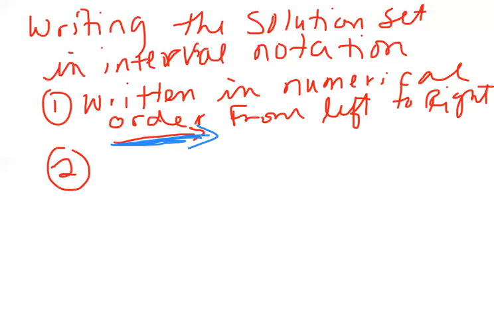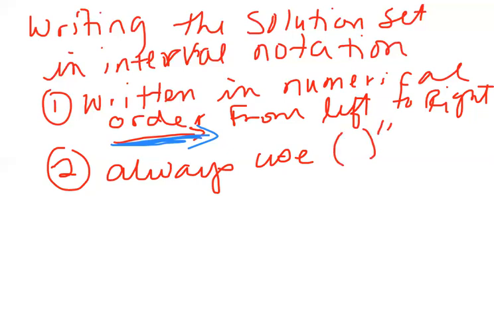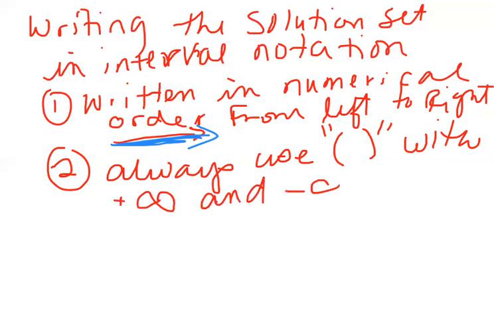When you're writing interval notation, you always, and I hate using the word always, but in this case, yes, always use parentheses with positive infinity and negative infinity. Why? Because you can never include them. That is why. So let me go ahead and show you an example.